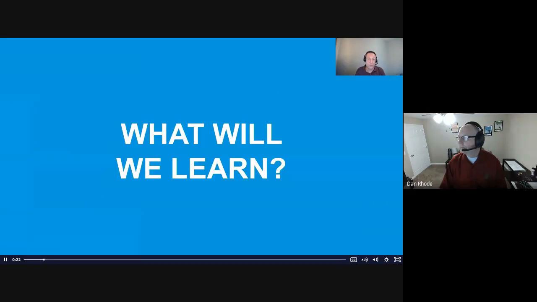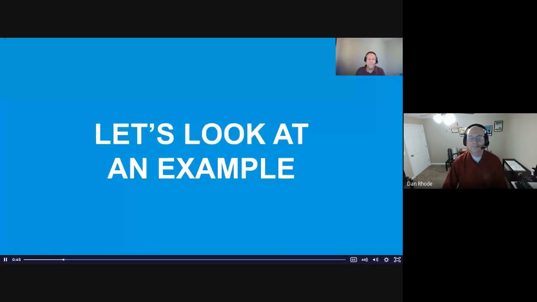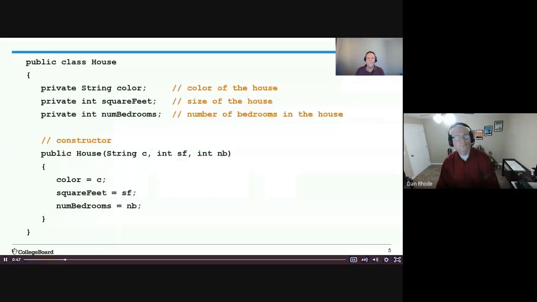So what will we learn? As I mentioned, we're going to be comparing object references using Boolean expressions, and we are going to look at how two object references are considered aliases when they reference the same object. And we're going to be using the double equal sign and not equal signs to identify those. And we're also going to be using them to compare against null values. So let's look at an example.